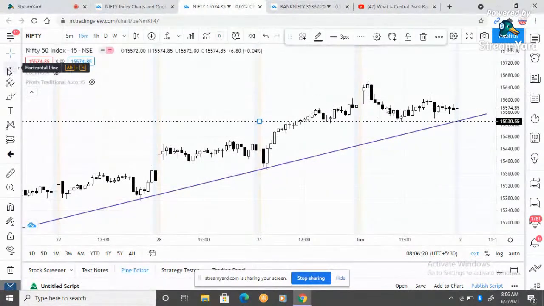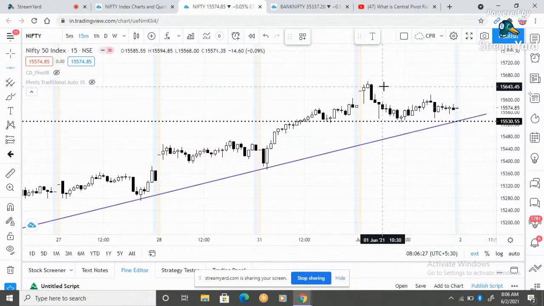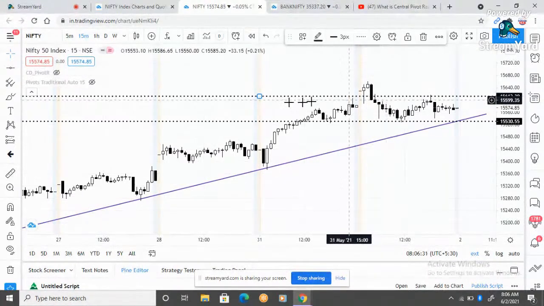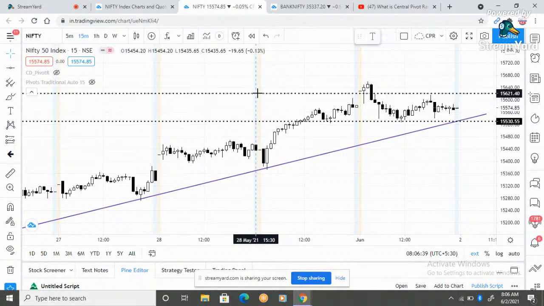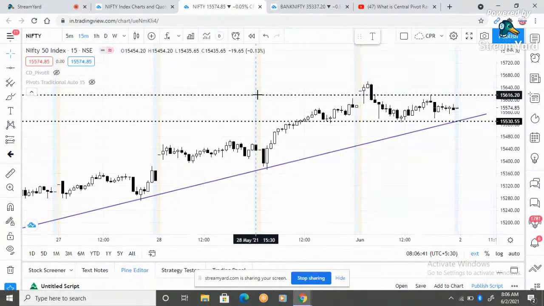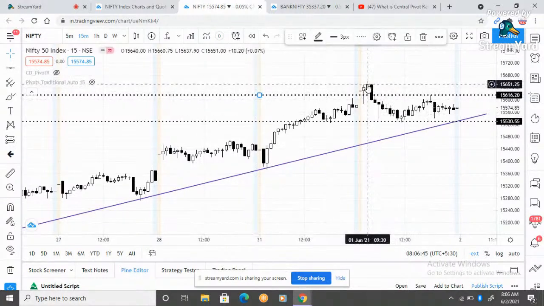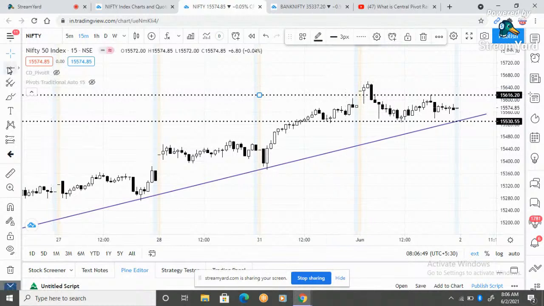Now on upside, you can notice this is the rejection candle. From here, we got a big fall in just half an hour. So this can be the hurdle on upside. The high of the rejection candle, you can note down, is 15,616. Once 15,615 is taken out, then you can expect this level for Nifty, which is the highest as of now, 15,660.